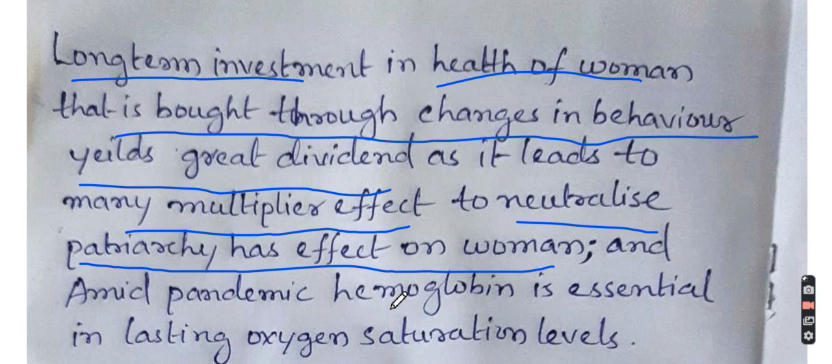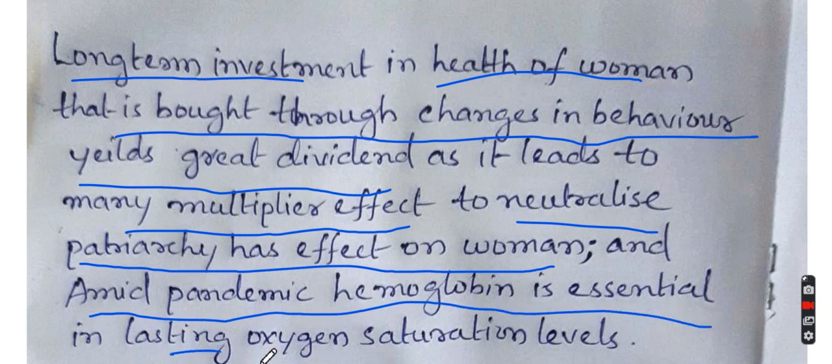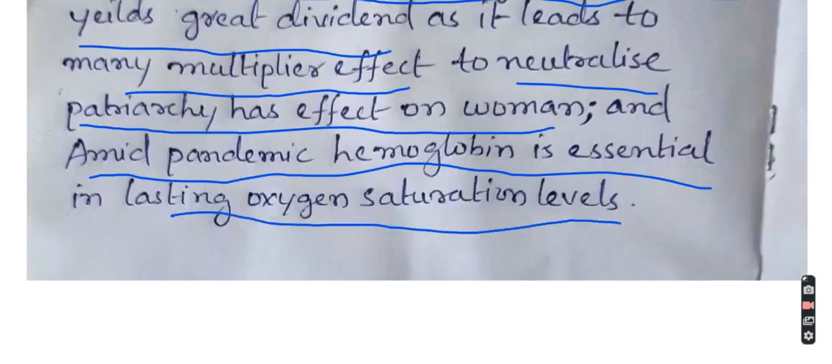And as this is a specific situation and a great crisis that we are facing, we can link the pandemic situation. I mean, in the pandemic, hemoglobin is essential for sustaining oxygen saturation levels. So this is how you can link and produce a proper answer.